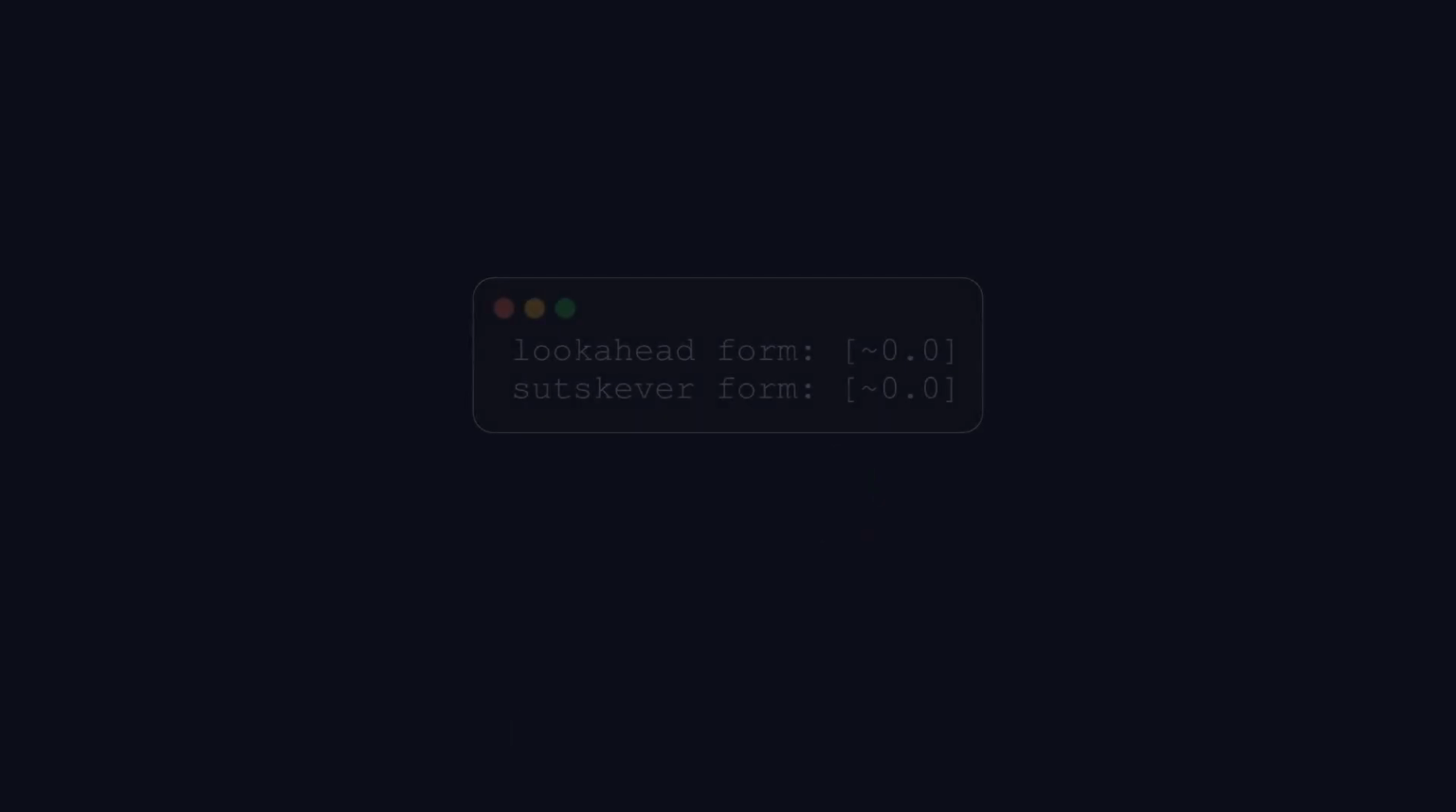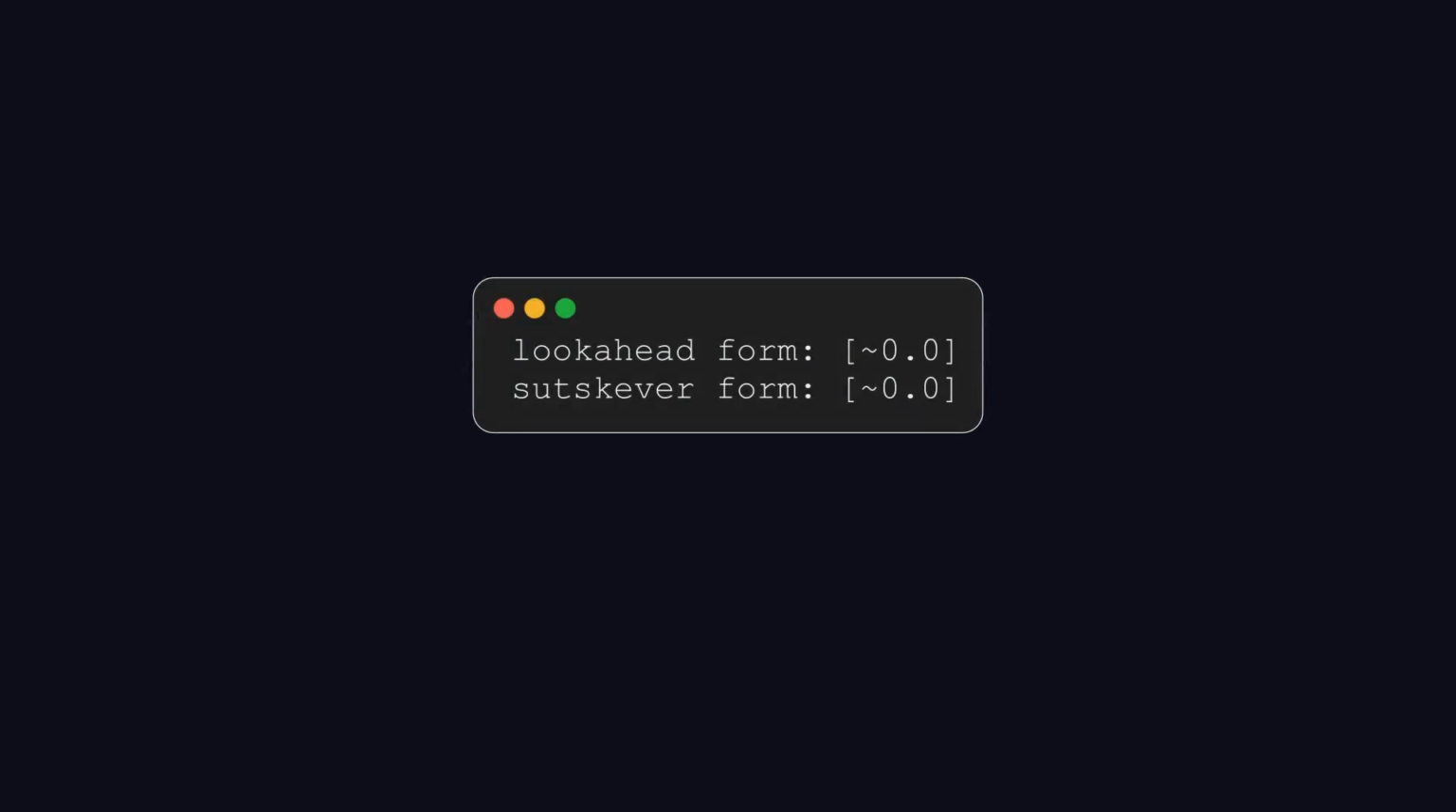Running code C from starting point 5, alpha equals 0.1, beta equals 0.9, 50 steps. Both the lookahead form and the Sutskever form print a value very close to 0. Both converge to the same minimum, the same algorithm expressed 2 ways. The lookahead form is geometrically transparent. The Sutskever form is computationally efficient. Same answer, different arithmetic path.